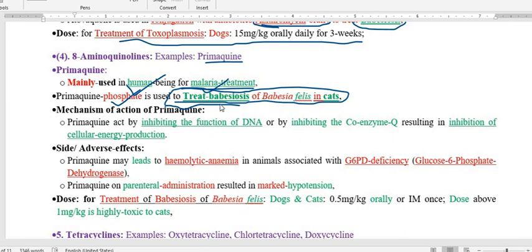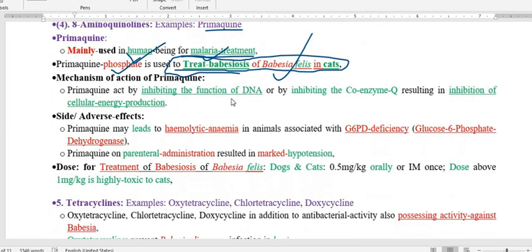Primaquine is an anti-malarial drug for human beings, and its phosphate salt, primaquine phosphate, is used for the treatment of babesiosis of the cat species, that is Babesia felis. As far as the mechanism of action is concerned, we have seen that the majority of drugs act on either the DNA or the energy system. Likewise, this also acts on both pathways.